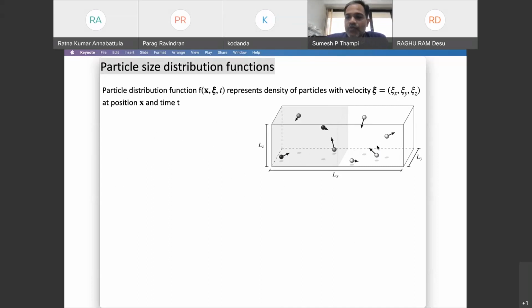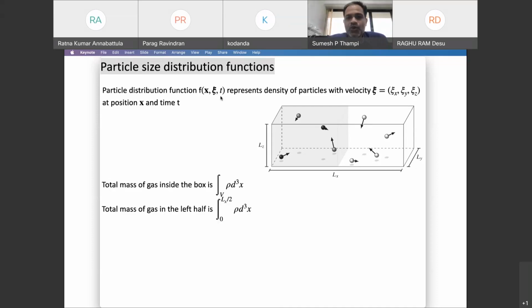Therefore, we define a distribution function, which I call f, called the particle distribution function. It tells me how many molecules or particles there are at a given location x, having a particular velocity zeta, because I know they all have different velocities, at a particular time t. So this is the basic quantity in the Boltzmann equation. Remember, it is a function of space, velocity, and time.